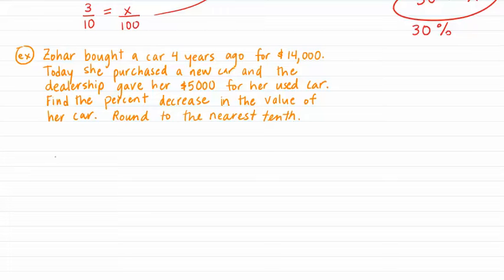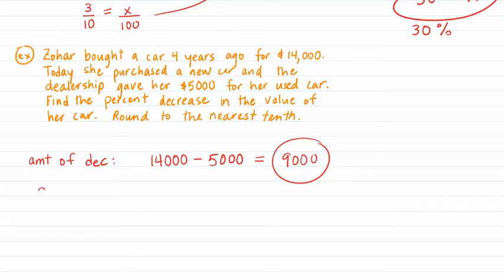Okay, so the very first step is that we find the amount of increase or decrease. Here it's the amount of decrease, right? First step. Okay, you take the larger number and you subtract the smaller number. And we get 9,000. That's the amount of decrease. And then the next step is you stick that over the original amount.